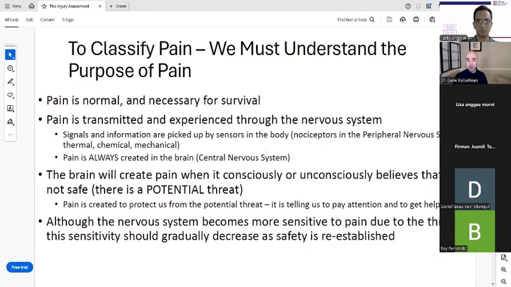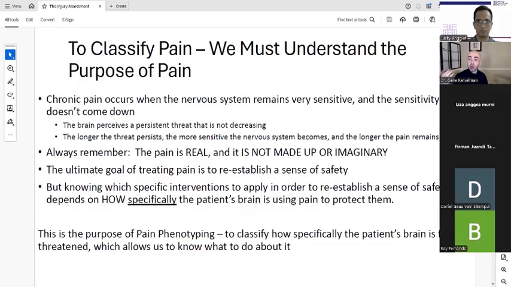All right, so then chronic pain, so pain that continues on longer than normal tissue healing, is when the nervous system remains very sensitive. And the sensitivity doesn't come down. So even though the tissue is healing, the brain still feels like there is a threat. That is why pain persists for longer than normal healing.